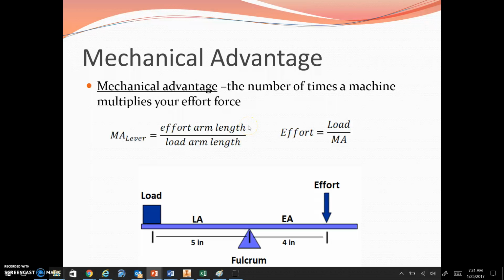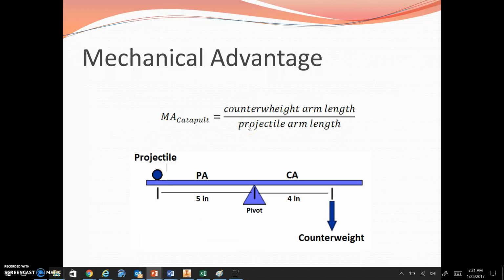We're going to use equations specific to our catapult. So for a catapult, specifically, you're going to take the counterweight arm length divided by the projectile arm length. In this case, their counterweight arm is 4 inches long divided by 5 inches. So this right here is the projectile marble which we're throwing, and then your counterweight's on the other side, and your pivot's going to be a steel rod that goes through your throwing arm that it swings on in order to throw your marble.